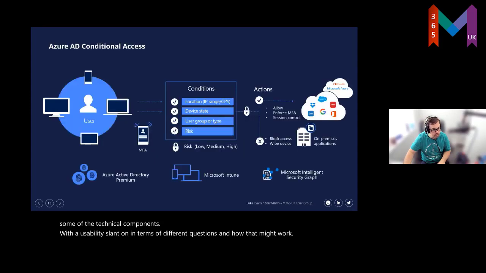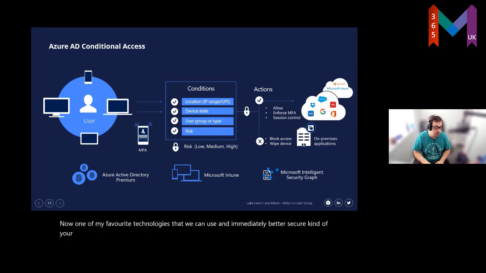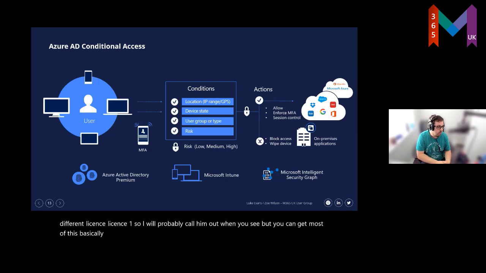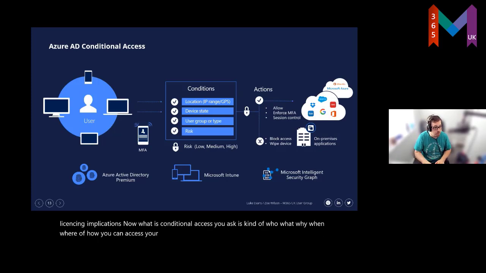Now, one of my favorite technologies that we can use to immediately better secure your users is typically around the Azure AD space. A lot of these are gated behind different license tiers, so I will call them out as you see them, but you can get most of this in a baseline configuration from day one without any special licensing implications. Now, what is conditional access, you ask? It's the who, what, why, when, where of how you can access your data, or your Microsoft 365 services or apps.